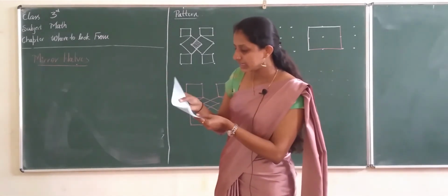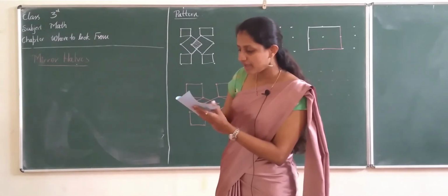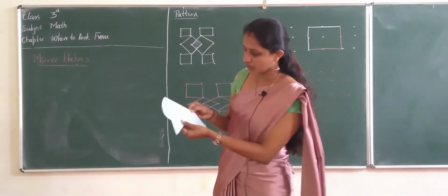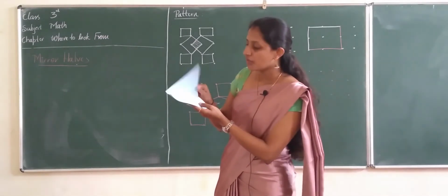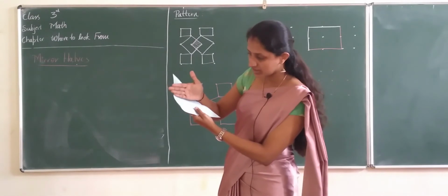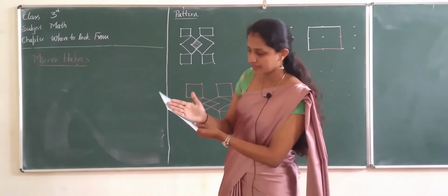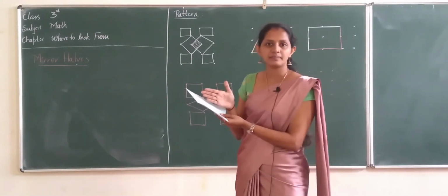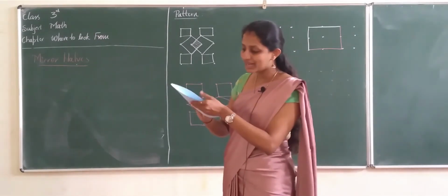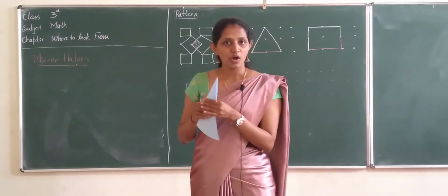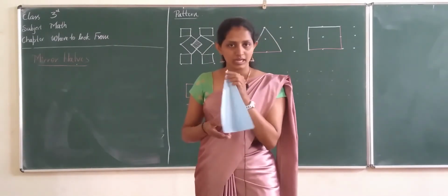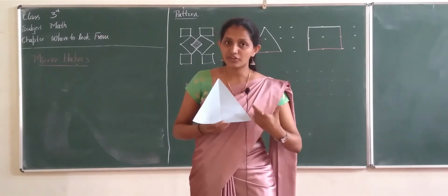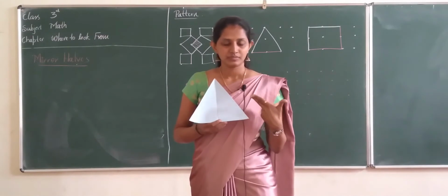You can't get a correct mirror half when I fold like this. See, I will fold like this, okay? When you place a mirror here or here, you can't see exactly half of it. You have to place it properly. Only then can you get an exact half of this triangle, correct?